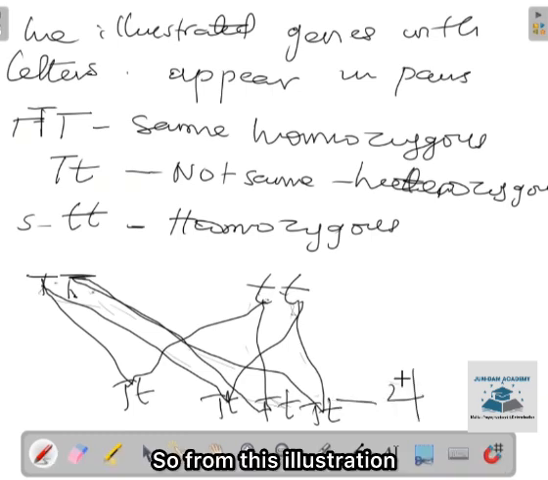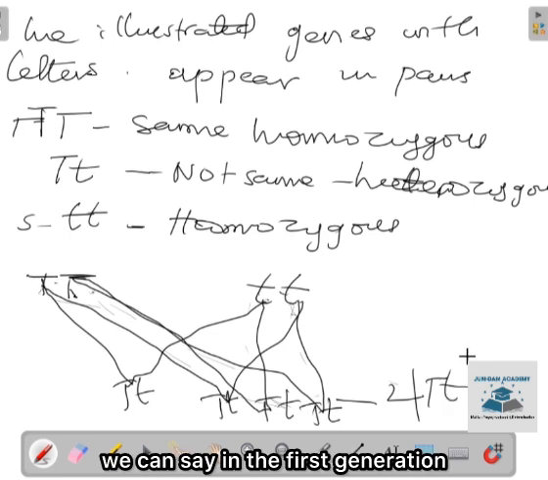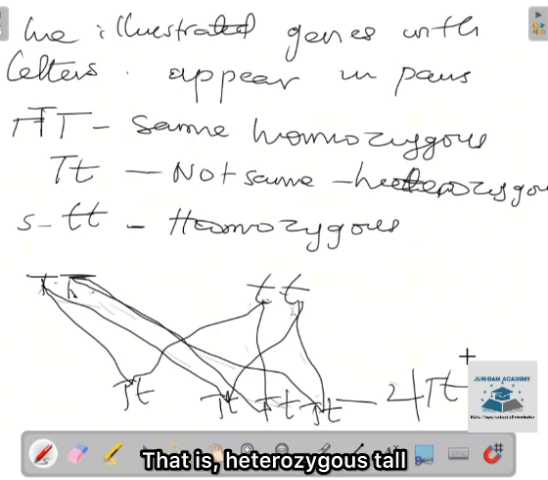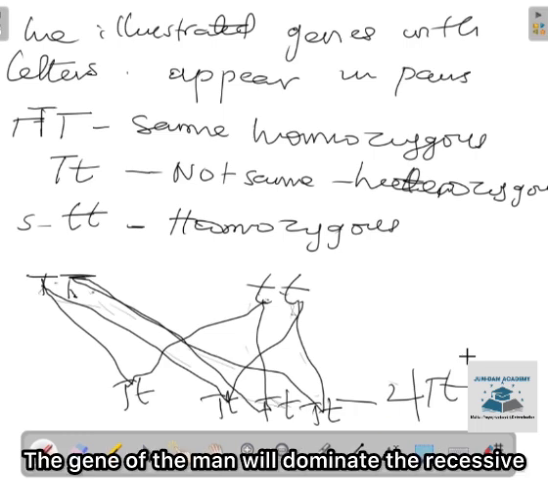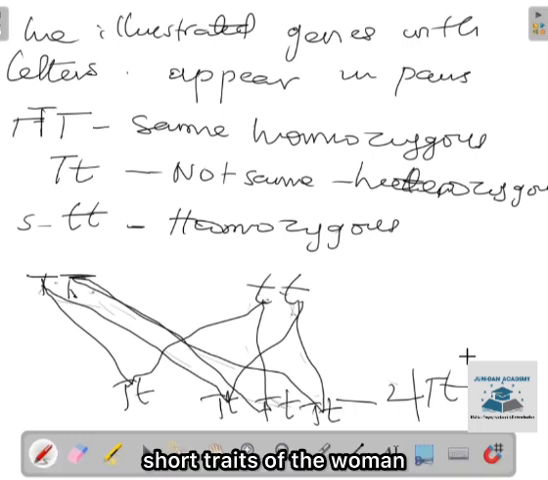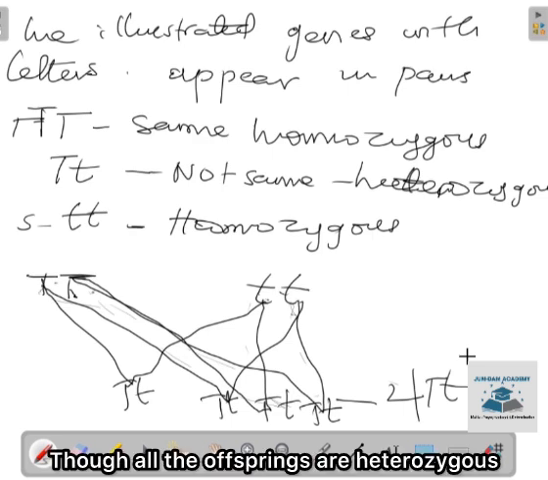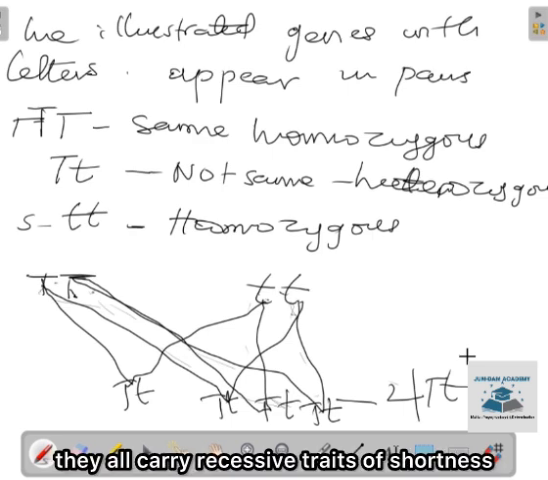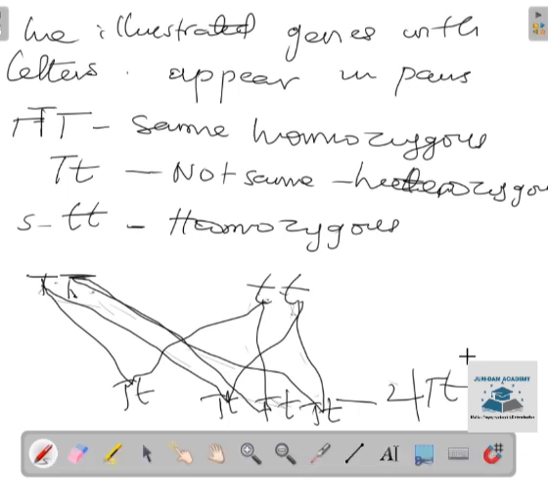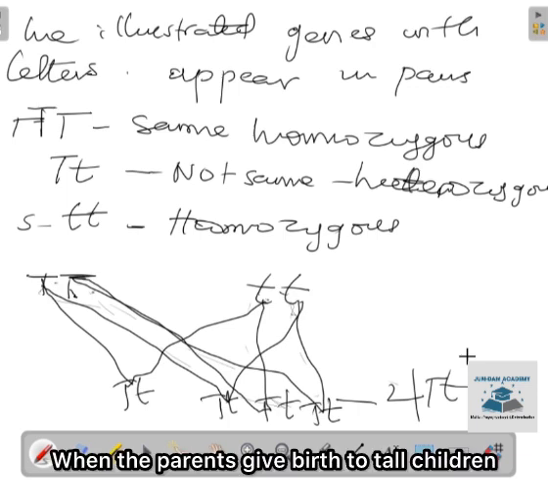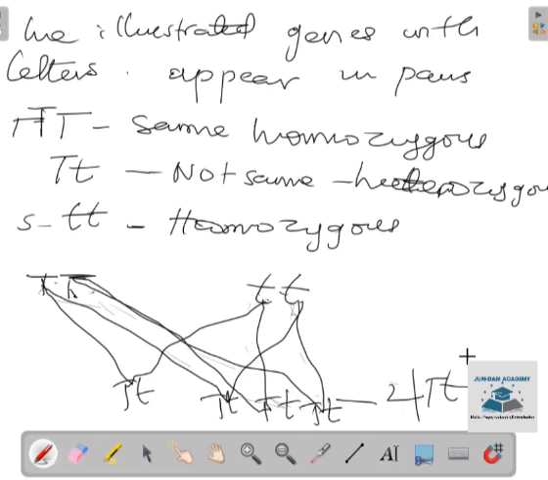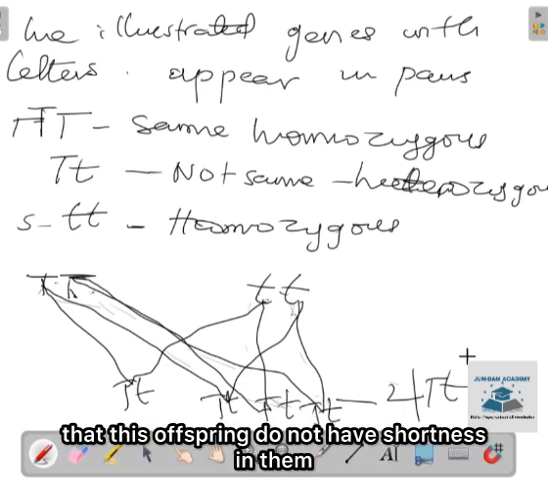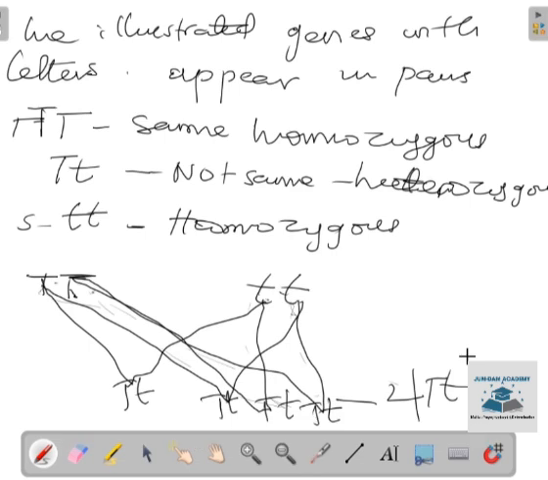So from this illustration, you can say in the first generation, all the offspring will be tall, that is heterozygous tall, capital letter T and small letter t. The gene of the man will dominate the recessive short trait of the woman. Though all the offspring are heterozygous, they all carry the recessive trait of shortness. When the parents give birth to tall children, this does not mean that these offspring do not have shortness in them. Do you understand?